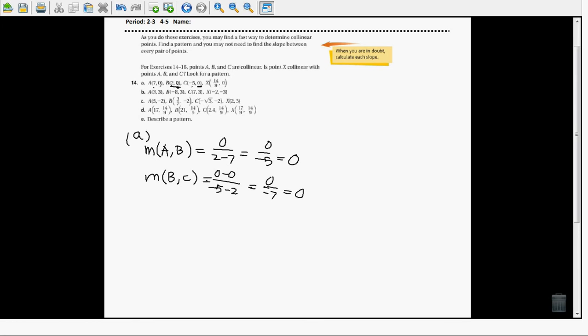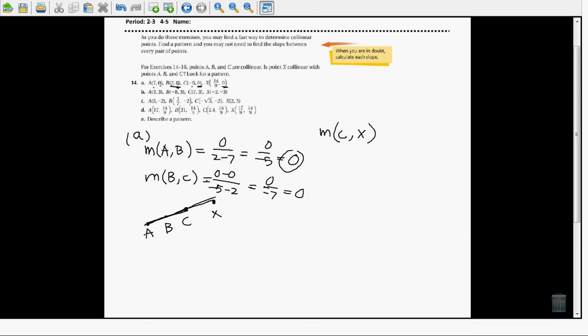So for these 3 random points, A, B, and C, the slope between A and B is the same as the slope between B and C. That means these 3 are on the straight line. How about X? Let's find the slope between C and X. If the slope between C and X is the same, then it will be on the same line.